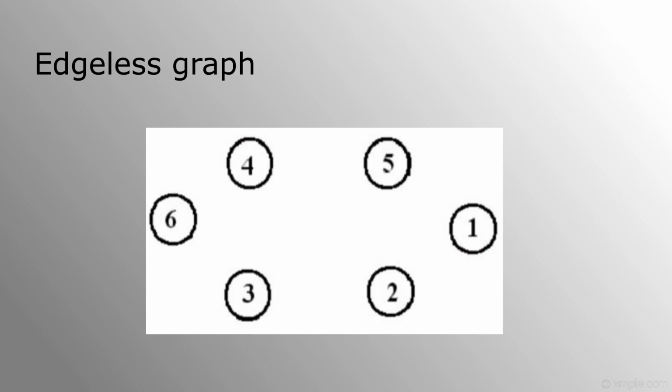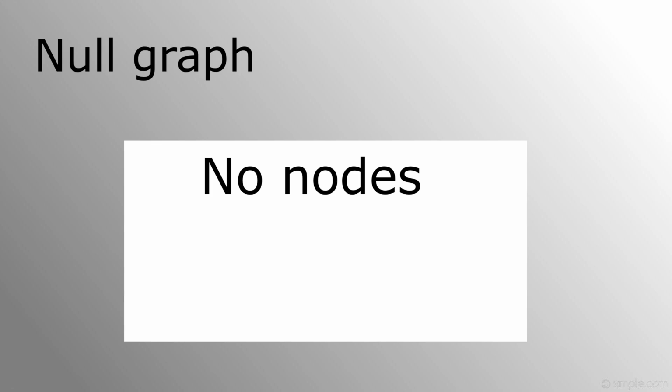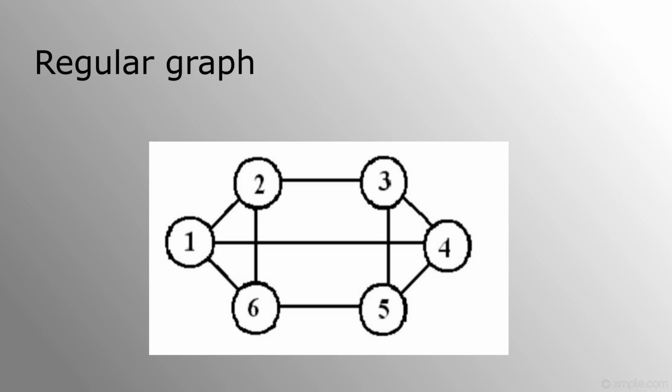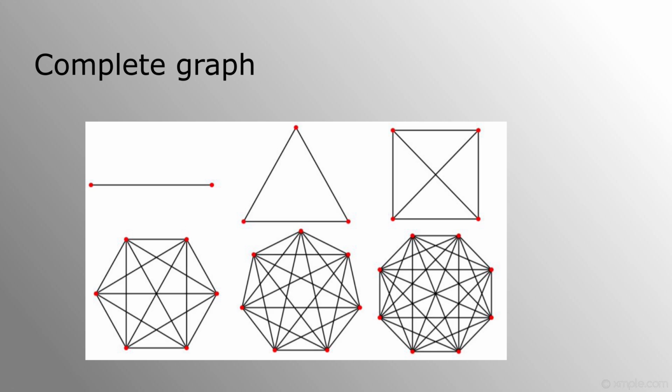Edgeless graphs have, well, no edges. This is a null graph. As you can see, it has no nodes, no edges. A tree graph is where any two nodes have only one path between them. This graph is a regular graph because all nodes have the same degree. A complete graph is where all nodes are connected to all other nodes, each with a single edge.